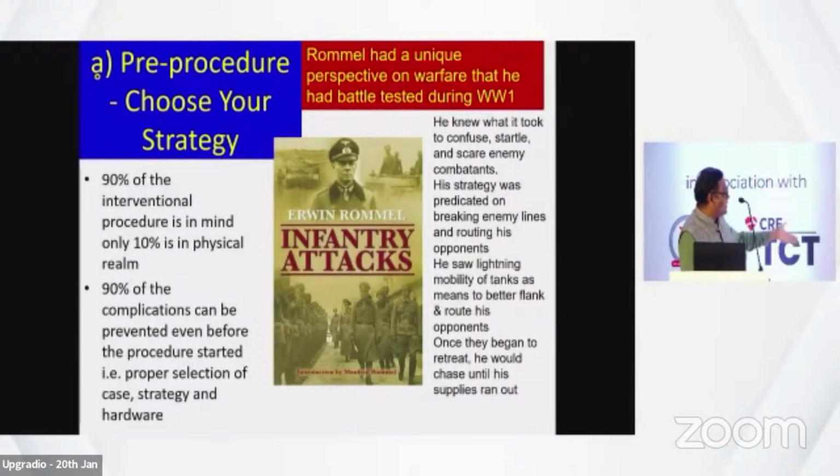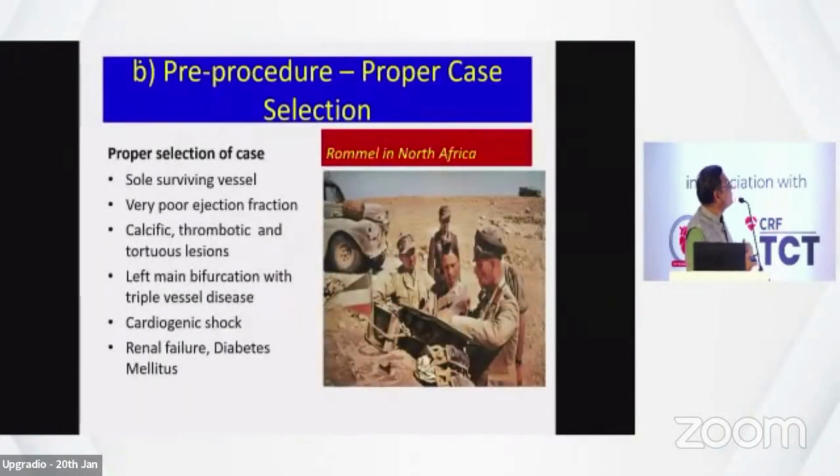Then, as I already discussed this, that 90% is in mind. So 90% of complications can be prevented if you run through your case, especially the complex case that you are going to do. Proper case selection.